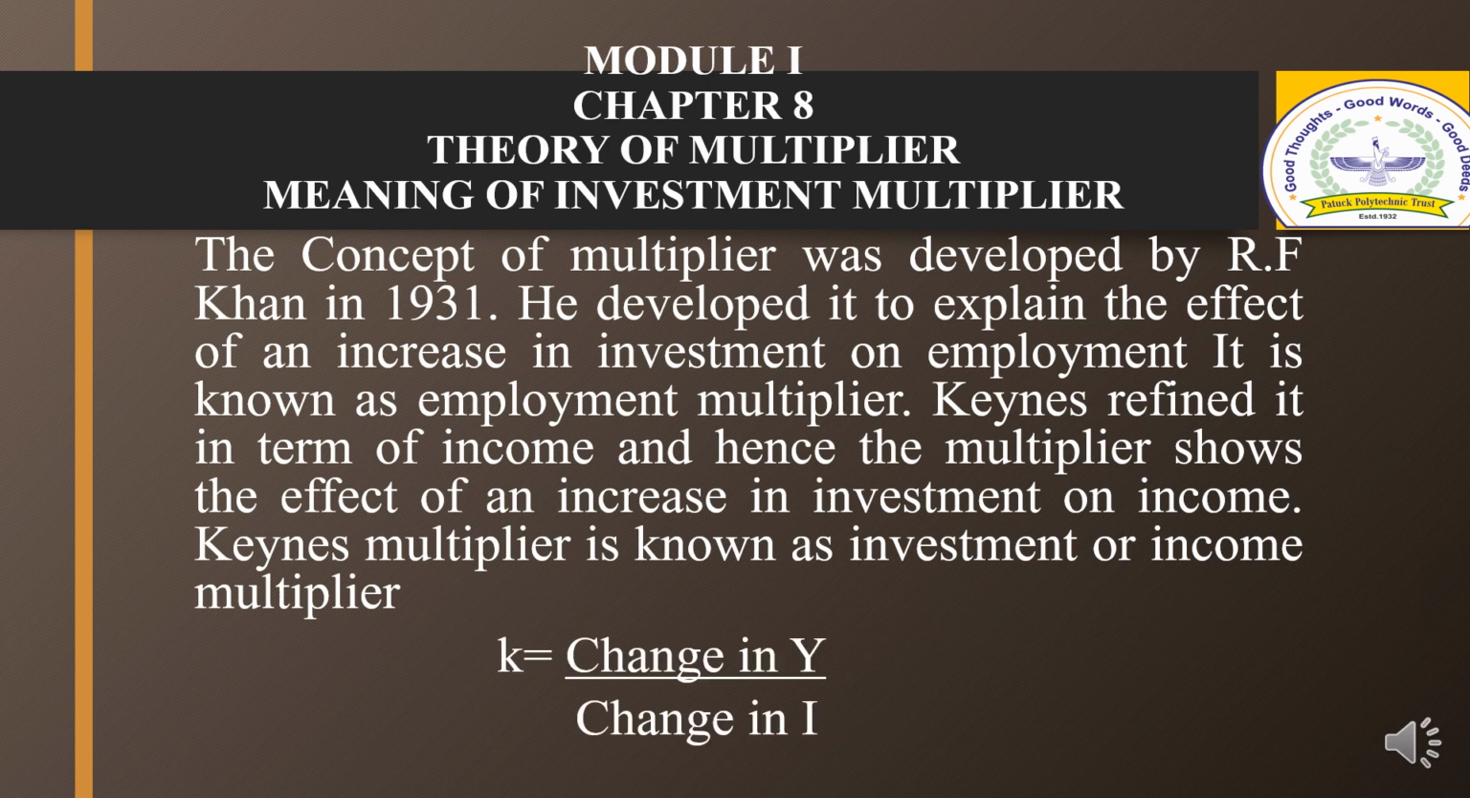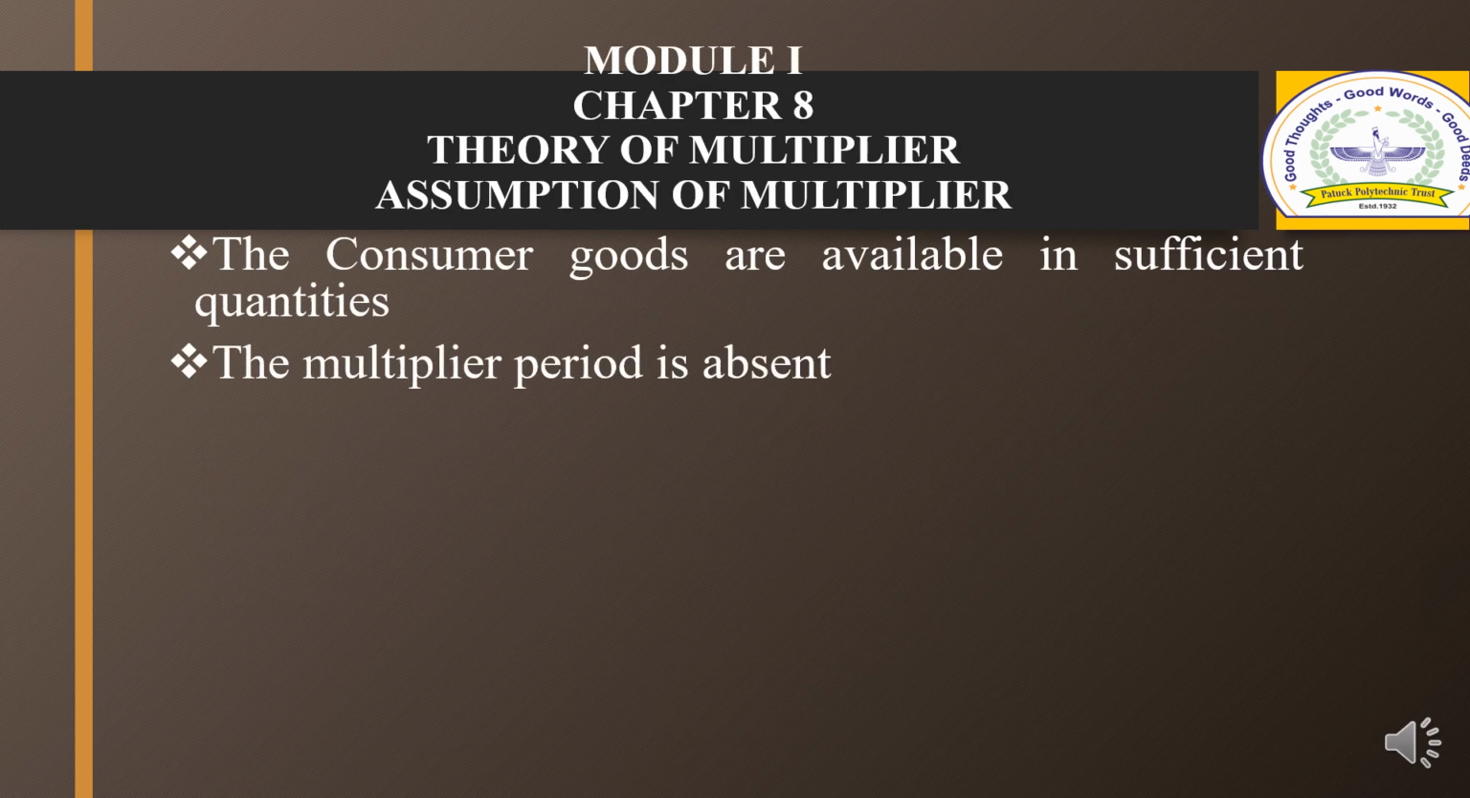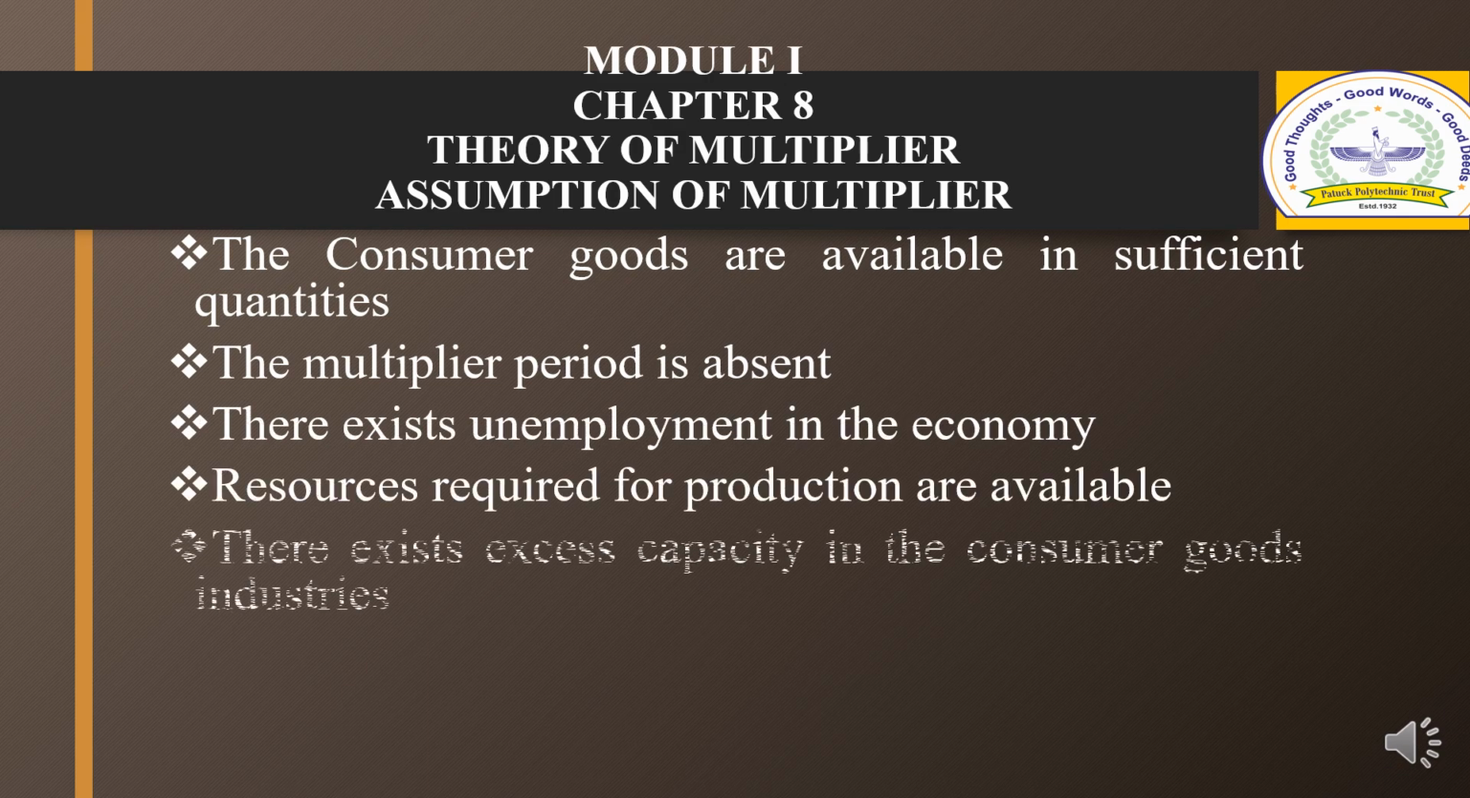Now there is a formula. K stands for investment multiplier, or you can say income multiplier, and is equal to change in income divided by change in investment. So this is the formula for the multiplier. Now we can go to the assumptions of the multiplier.